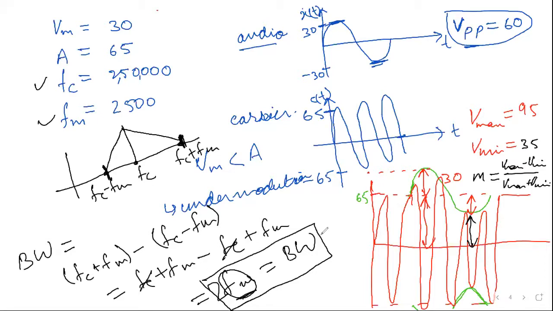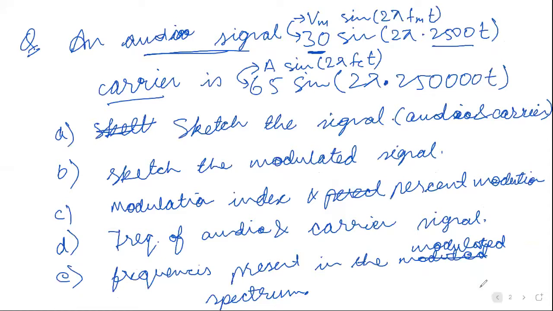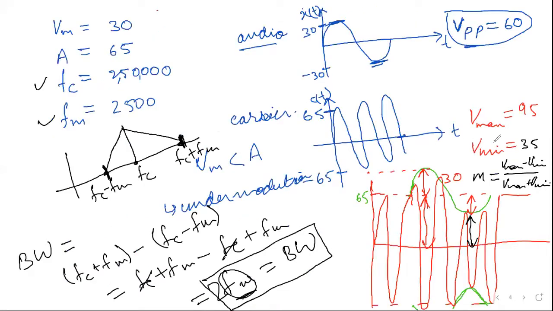Okay, so from this question we have seen a lot of things which are not present here. We have calculated all of that and seen how we can calculate the modulation index and bandwidth. Okay, so this is over here. Now I am giving you one more question.